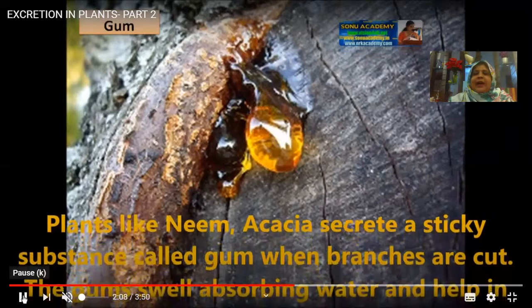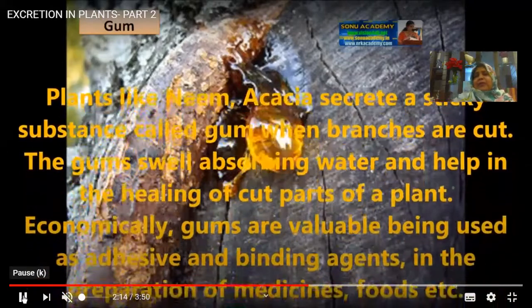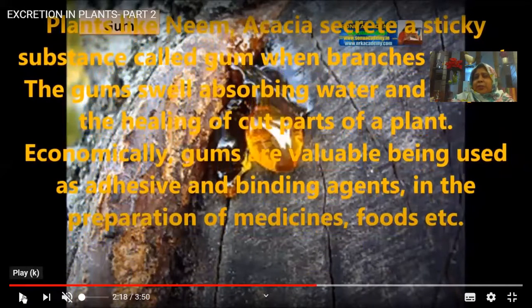So plants like neem and acacia secrete a sticky substance called gum. When branches are cut, the gum swells, absorbing water, and helps in healing of the cut part of the plant. So generally when the branches are broken, if you have got a cut or a bruise on your skin, how painful it looks, and how your coagulation system works. The blood platelets coagulate and stop your bleeding, and excess bleeding is stopped. Similarly, if a plant also gets hurt or cut, then this gummy substance comes out as a savior, and the gum swells, absorbing water and healing the cut parts of the plant.